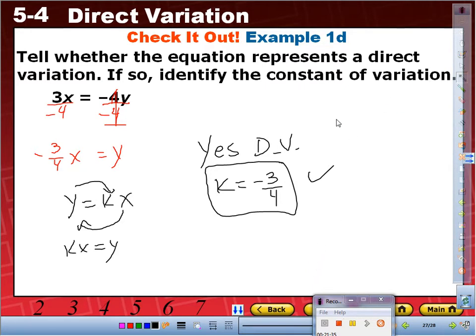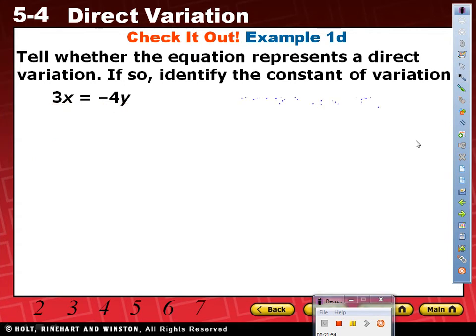So here we go. With that said, to answer this question, we needed to do number one, see if it's a direct variation. If it was, we write our constant variation, which is k. Okay? Copy this next one down, please.